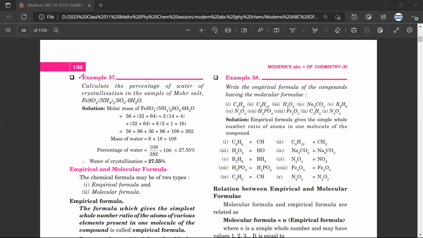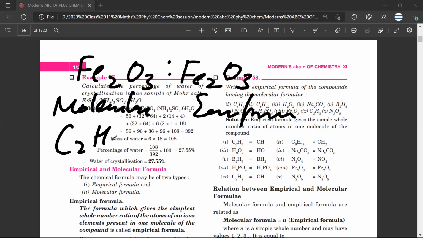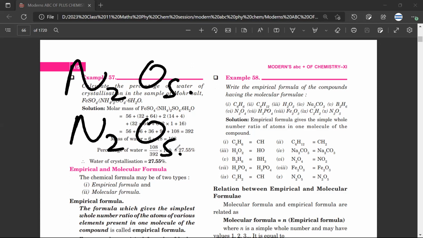So for example, Fe2O3. Here the ratio is 2:3. You can't do much about it. So the molecular formula and the empirical formula are the same. But if you see C2H2, then the ratio is 1:1. So this would be the empirical formula, and this would be the molecular formula. Again, if you see N2O5, I can't do much about the ratio. I'll just write it as N2O5. That is it.